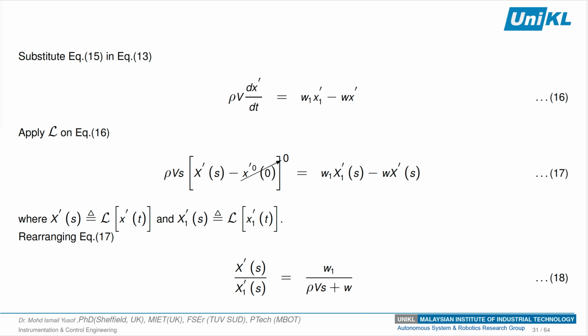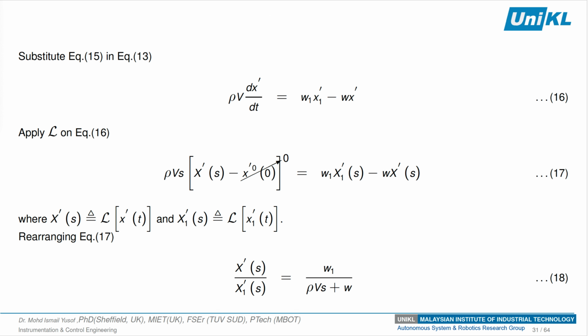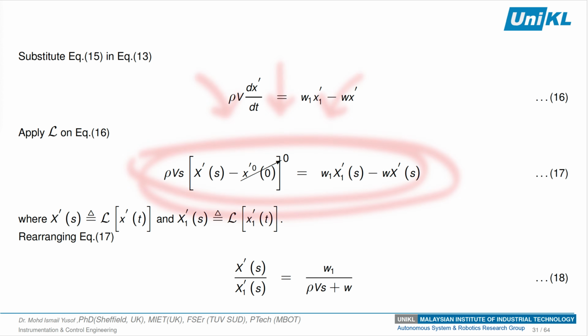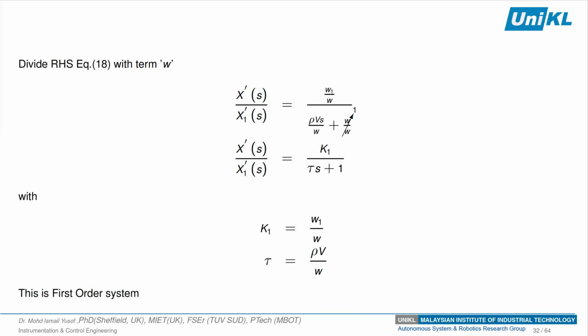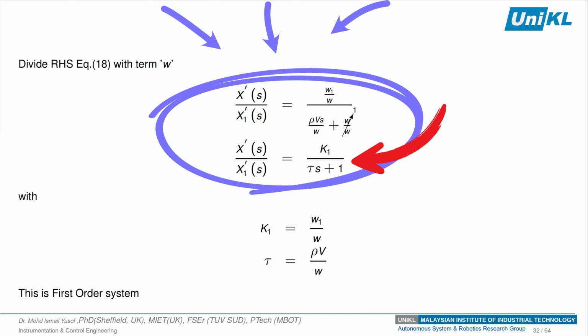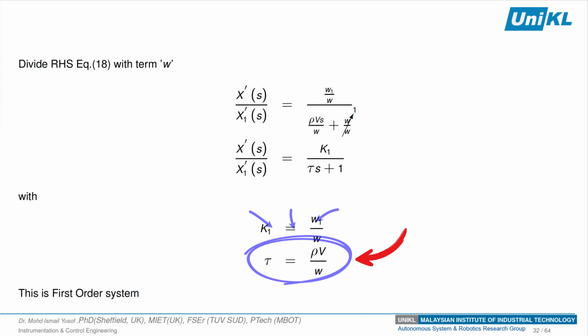Substitute equation 15 in equation 13, resulting ρV dx'/dt equal to W1x1' minus Wx'. Applying Laplace transform on equation 16 yields equation 17. Rearranging equation 17 to get equation 18. Divide right-hand side of equation 18 with term W, resulting the final transfer function which represents the stirred blending tank process. This transfer function provides the ratio between system output and the provided input with K1 as the process gain and tau as the time constant.